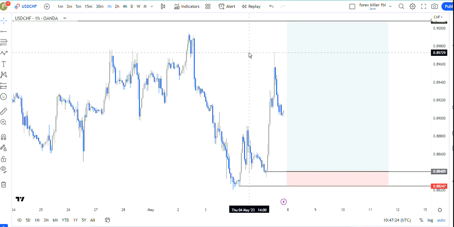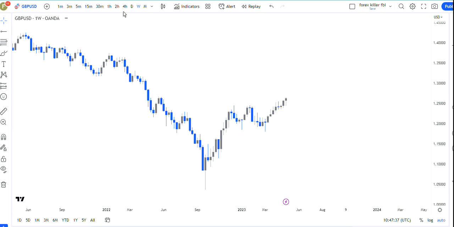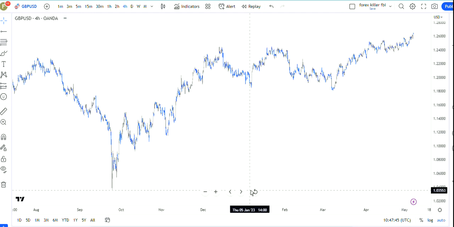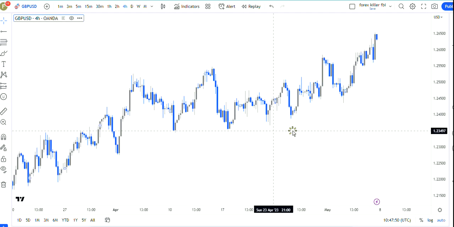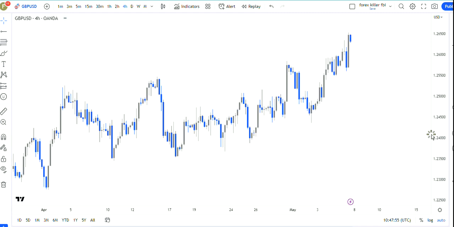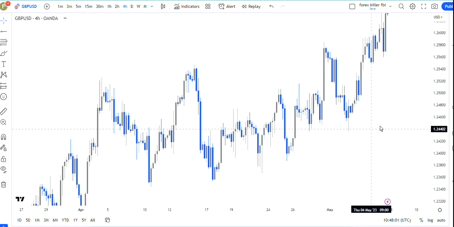Let us see what is going on with GBP USD, pound USD. This is the weekly time frame, as you can see, but let us start on the 4-hour time frame. Let us see what will be going on here. As we see here, we have a lot to do. Look here now, you have to be very careful.